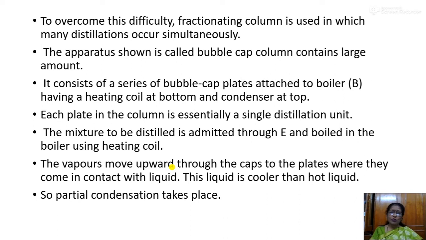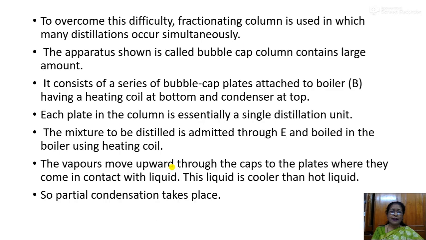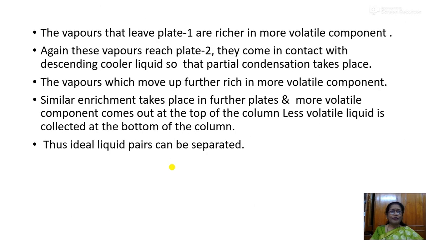The vapors move upward through the caps to the plates, and then they come in contact with the liquid. This liquid is cooler than the hot liquid, so partial condensation takes place. The vapor that leaves plate 1 is richer in the more volatile component. Again, these vapors reach plate 2. They come in contact with the descending cooler liquid, so that partial condensation takes place.